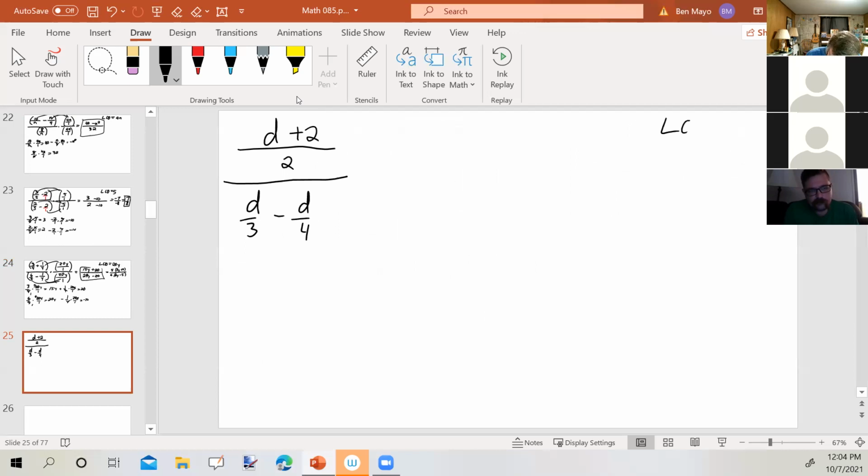So again, I'm going to use the LCD. What's the LCD of 2, 3, and 4? It would be 12. Are you okay where I got the 12? I'll take that as a yes.